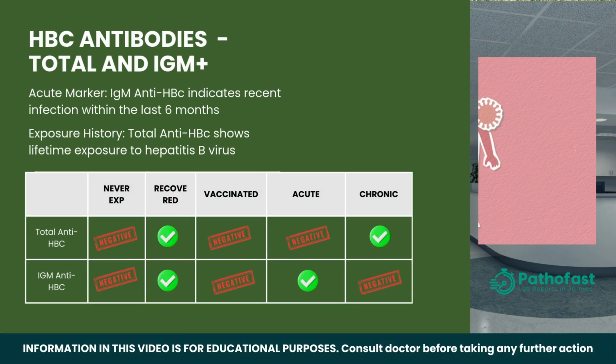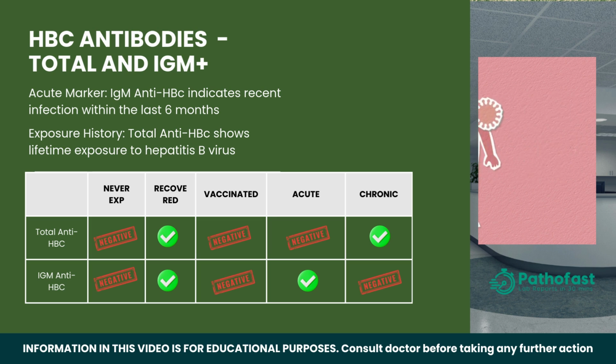First of all, it's important to know that there are two types of hepatitis B core antibodies. The first one is the anti-HBC IgM, which is a recent marker. It will be elevated within the first few months of the infection, and that is why it is termed a recent marker. So, if it's present, it tells us that this person was recently infected.